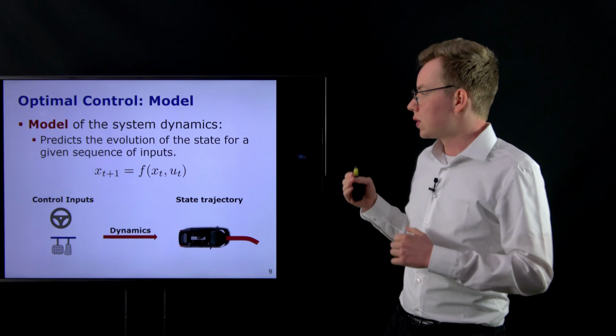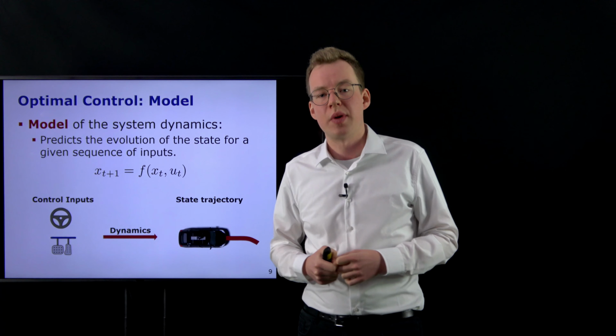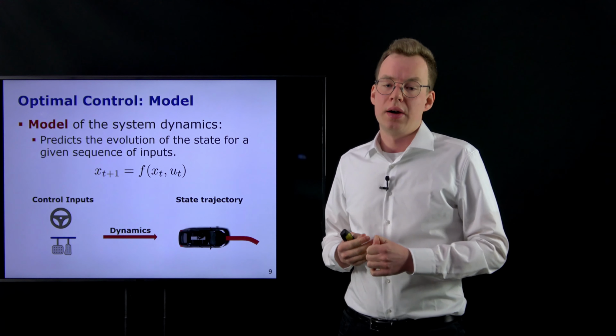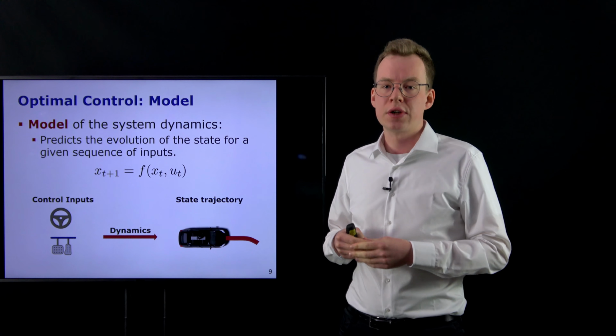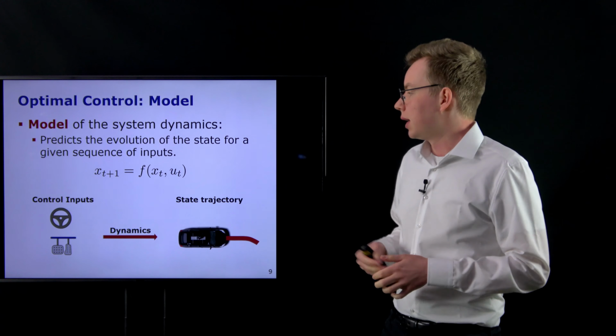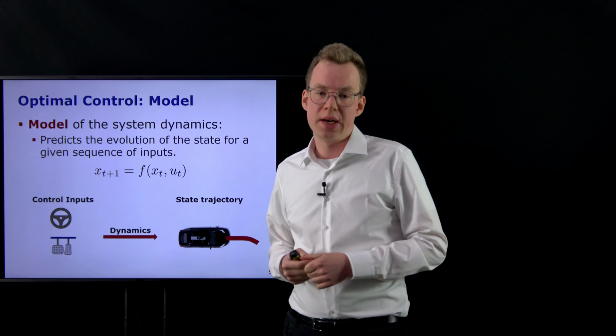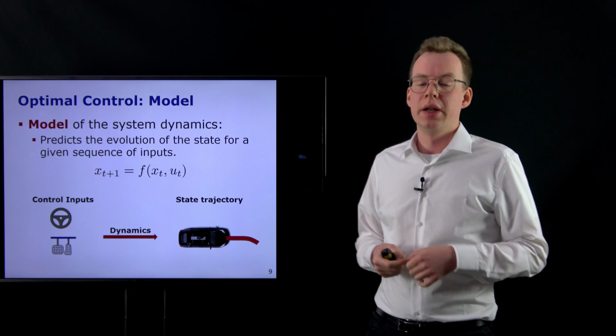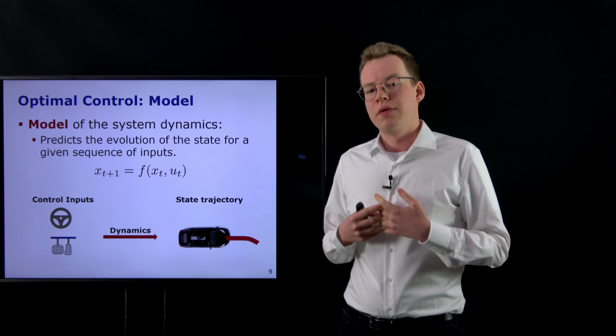Now, in order to formulate a given problem as an optimal control problem, there are several ingredients involved. And this first ingredient that we need in order to model a given problem as optimal control is a model of the system dynamics.